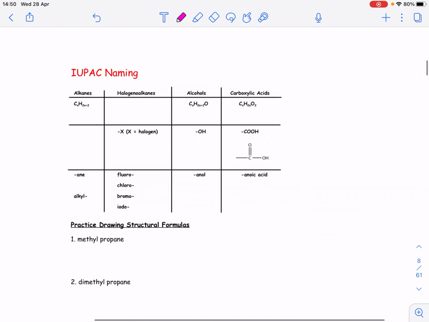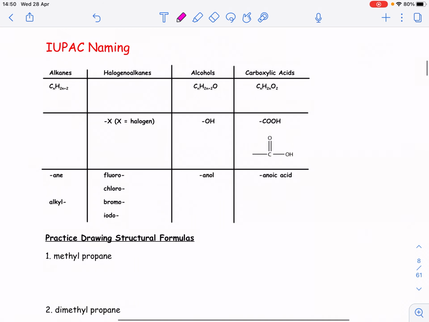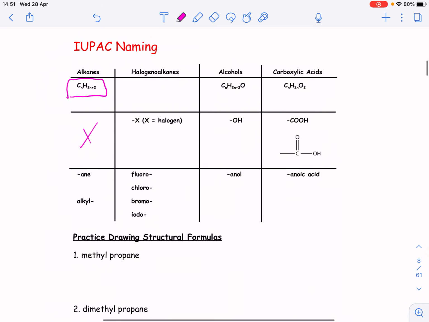Okay. So to begin our naming, we're going to look at just a couple of the different groups. We just went over alkanes. Alkanes have a general formula of CnH2n+2. They don't have a functional group, so this has been left blank.